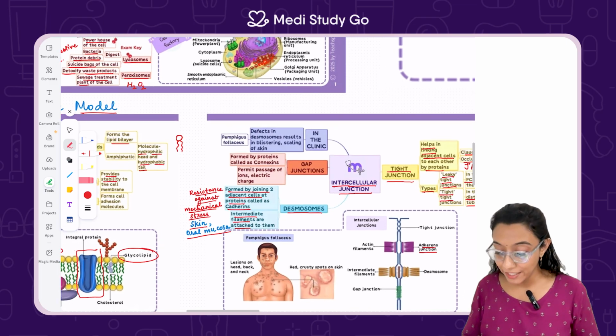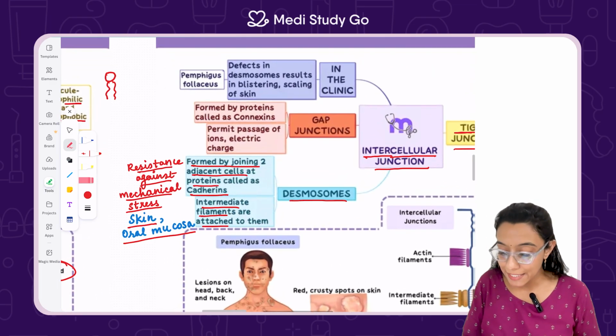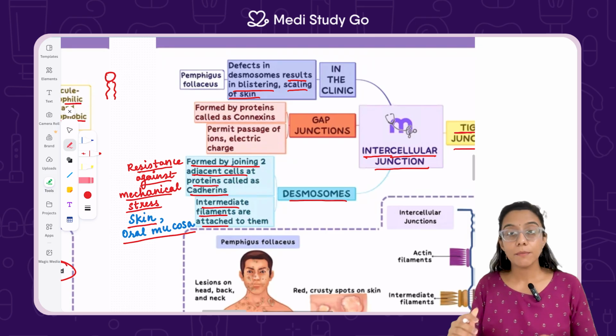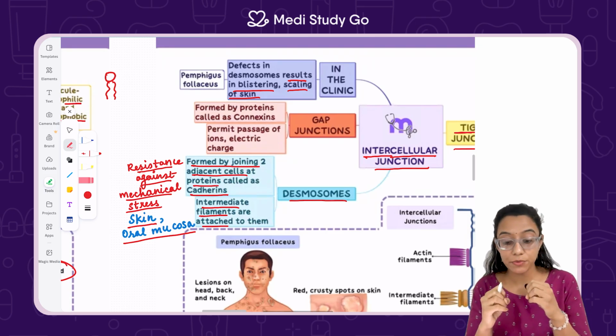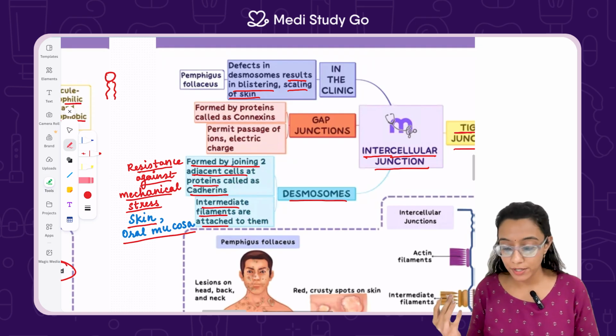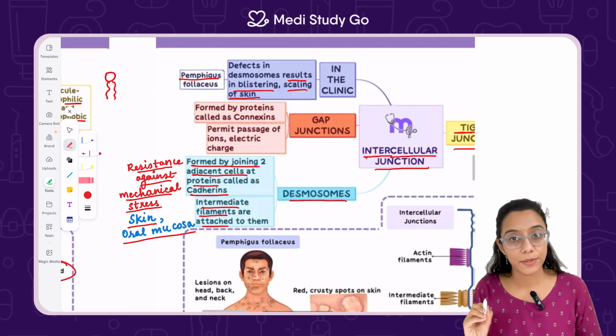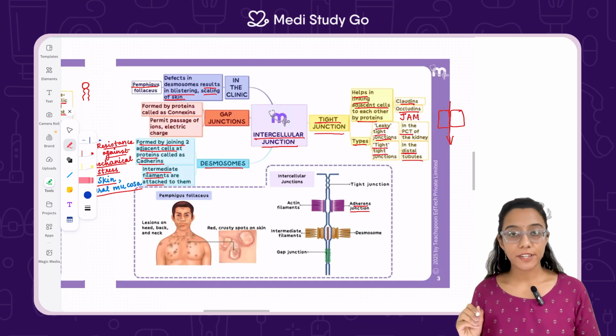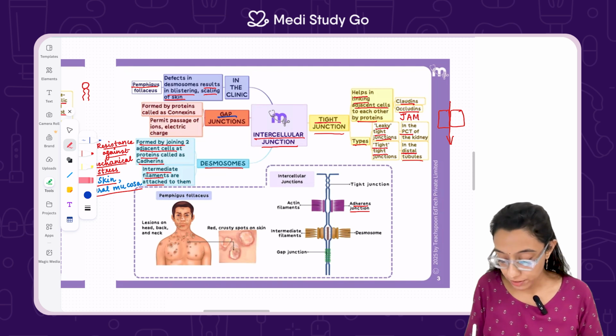And when there is any defect in these desmosomes, it leads to blistering and scaling of the skin. Why? Because now the skin cells which were attached to each other are becoming loose, right? Because of an autoimmune condition called Pemphigus, okay? Now the third type of intercellular junctions are the gap junctions.